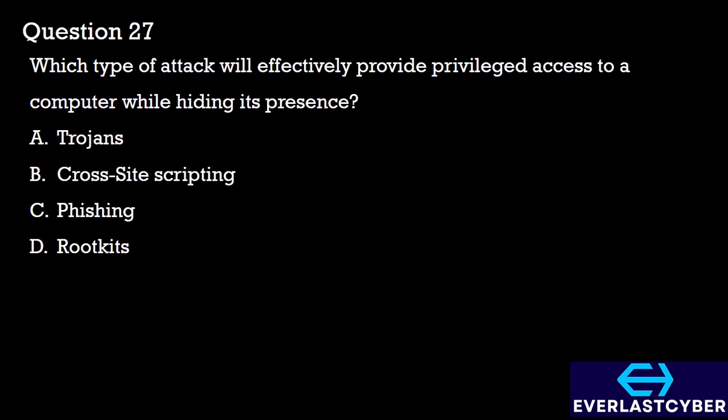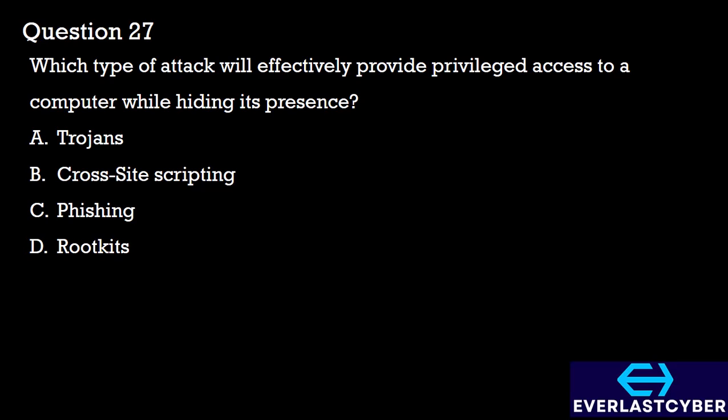Question 27. Which type of attack will effectively provide privileged access to a computer while hiding its presence? A. Trojans. B. Cross-site scripting. C. Phishing. D. Rootkits. Trojans are malicious programs that disguise as legitimate software, and while they can provide unauthorized access, they are not designed to hide their presence, so they can be easily found.